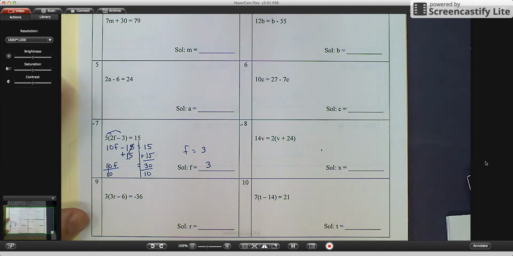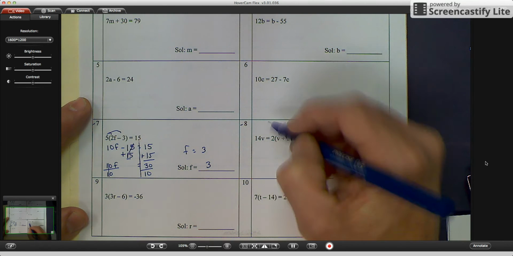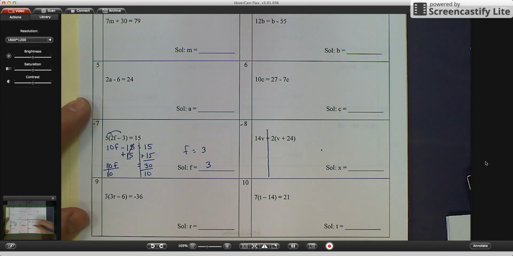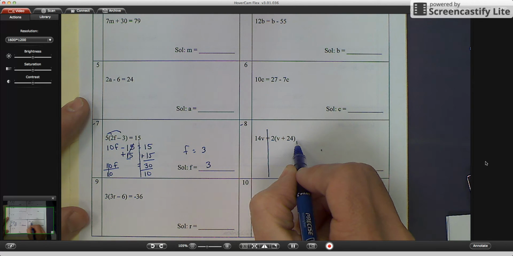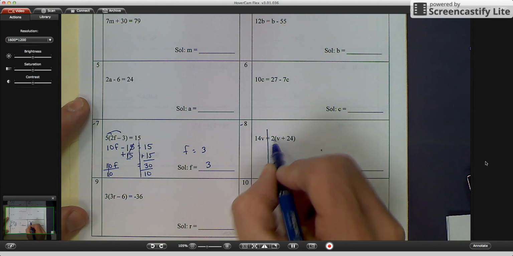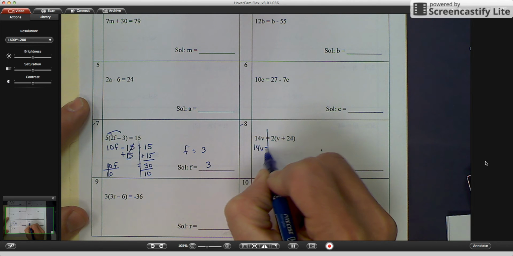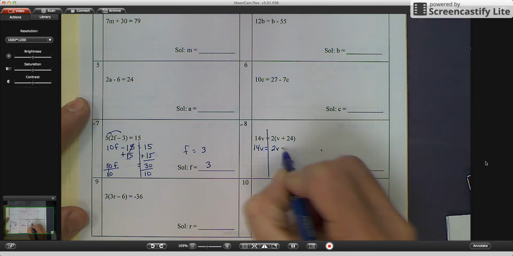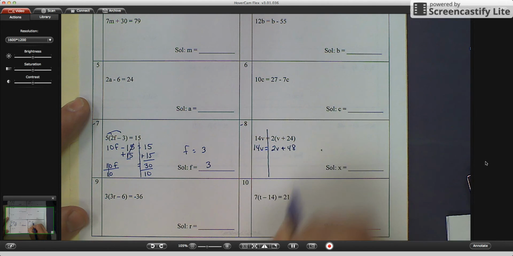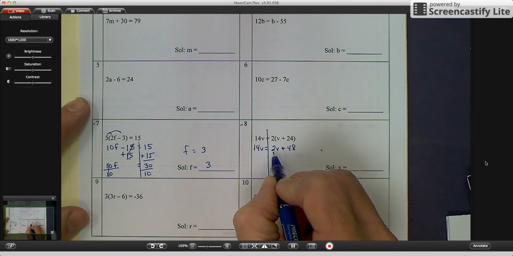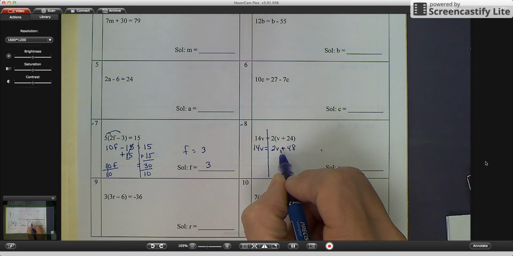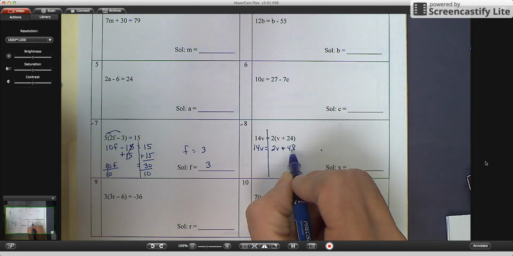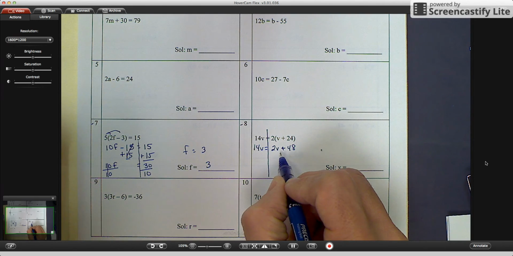The next one that I'm going to do is number 8. Again, the middle of my equation's right there. I see parentheses. So step 1 says distribute. So 14v is equal to 2v plus 48. Then it says combine any like terms on the same side of the equal sign. I have 2v and 48. Those are not like terms, so I'm not going to combine them.